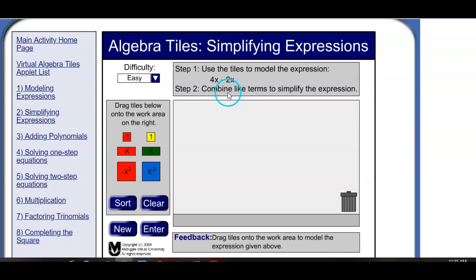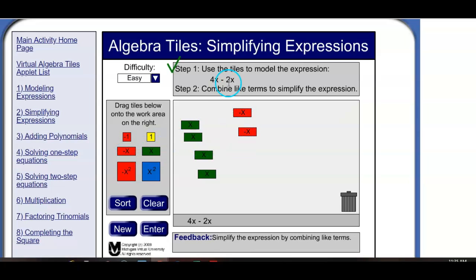So the first step, use the tiles to model the expression 4x. So that should be 4 of these green x's minus 2x. And that is the same as 2 negative x's. It gave us a check. It told us that first step is fine. Then it says combine like terms to simplify the expression.